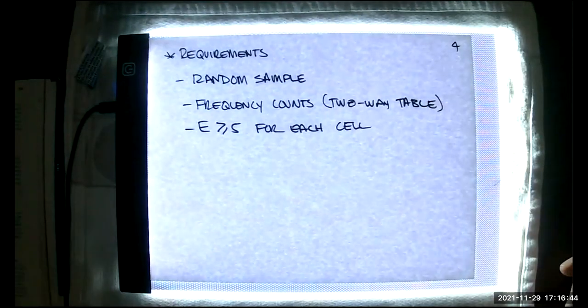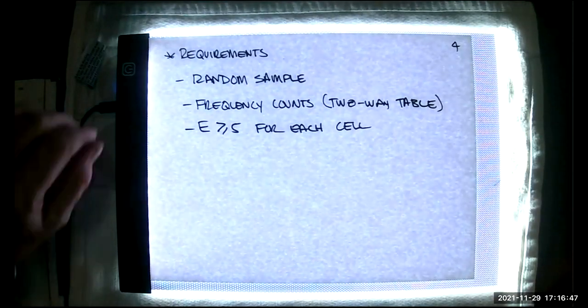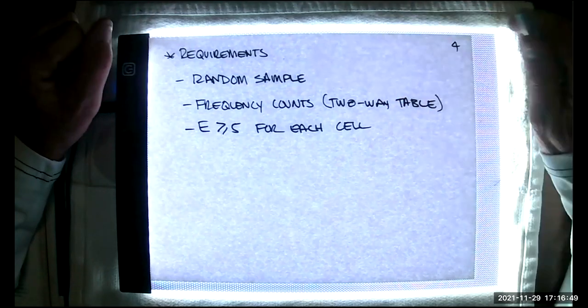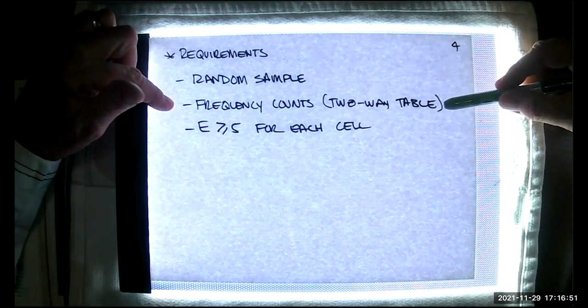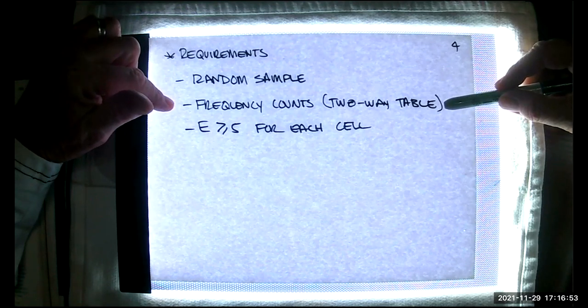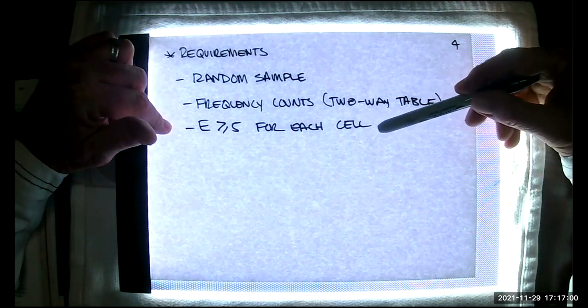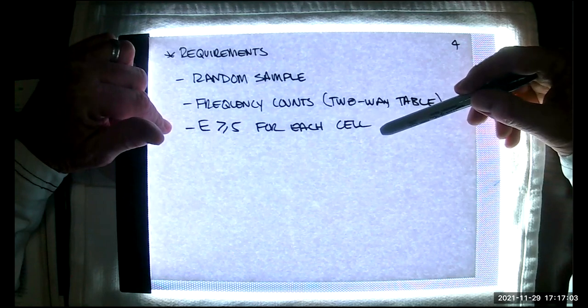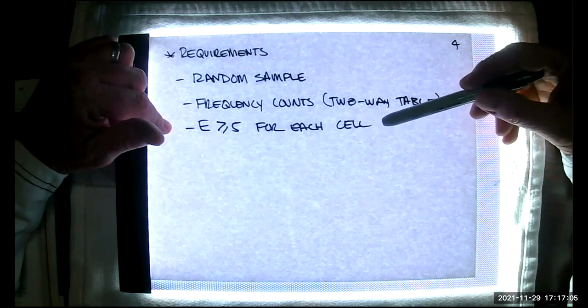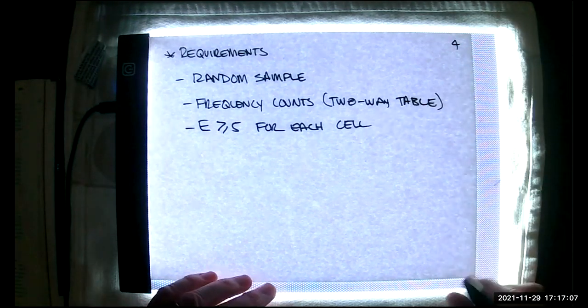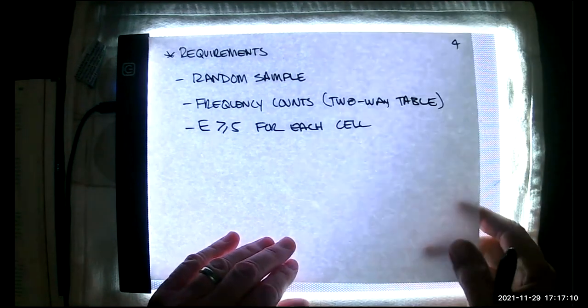There are requirements, as there are for every test of hypothesis. You must be this tall to ride this ride. The requirements here: we need a random sample. We need frequency counts in a two-way table. If the data don't have that, then we can't use these techniques. And finally, we need an expected value of at least 5 for each of the cells or entries into the table, each of those categories. Those are the requirements. We're going to assume for the most part that they're met when we go through our tests.